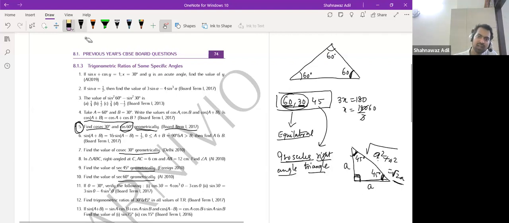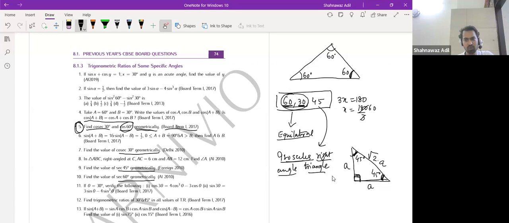So if I ask you, let me write this. This is what we mean by geometrically prove what sine 45 is. So when they ask us to geometrically prove it, what are we supposed to prove here?